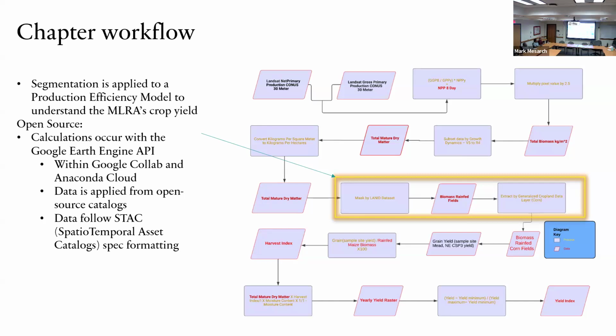Data is applied from open source catalogs. So I use the Awesome GEE catalog, the Awesome Google Earth Engine catalog, and Google Earth Engine's own catalog to apply the data sets. All those data sets follow STAC, which is a spatiotemporal asset catalog. That's a clear and open source formatting for how data is supposed to be cataloged and represented online or distributed as well. This data set itself is cataloged within STAC 1.1, which is the latest metadata formatting for that open source asset catalog.